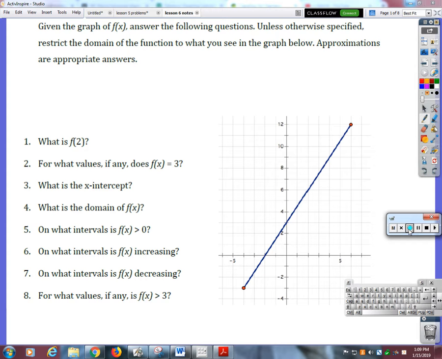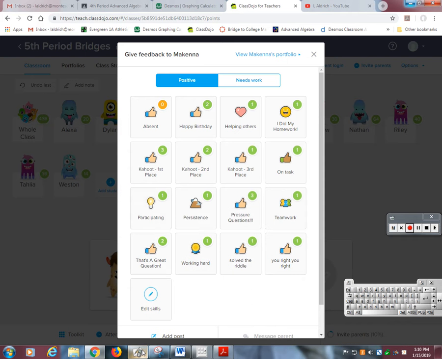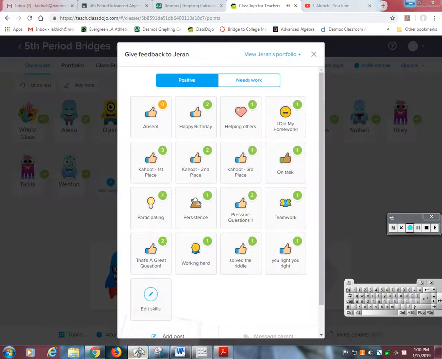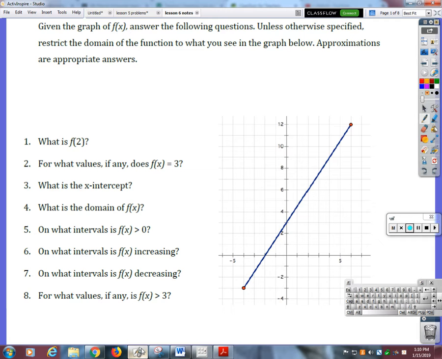Given the graph of f of x, which I assume is this thing here, answer the following questions unless otherwise specified. Restrict the domain of the function to what you see in the graph, and you can approximate. The first question is, what is f of 2? In other words, if I plug 2 into the function, what will I get as an answer? Jaron.